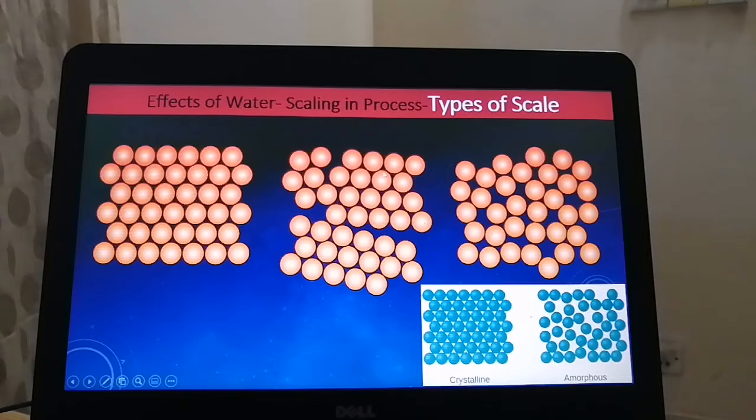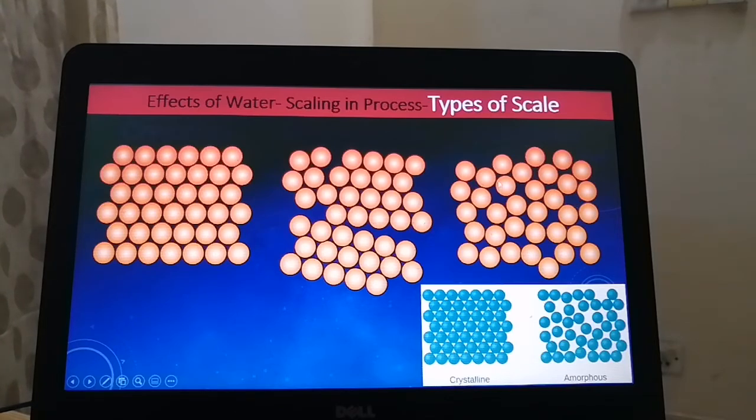If you see here, this part is crystalline, very nicely ordered, this part also crystalline, but these three are different. So this is one crystalline, another crystalline, another crystalline. This structure you call polycrystalline. That means multiple crystals are here. If you see here, the crystal is not very uniform. The pattern is very difficult to understand.